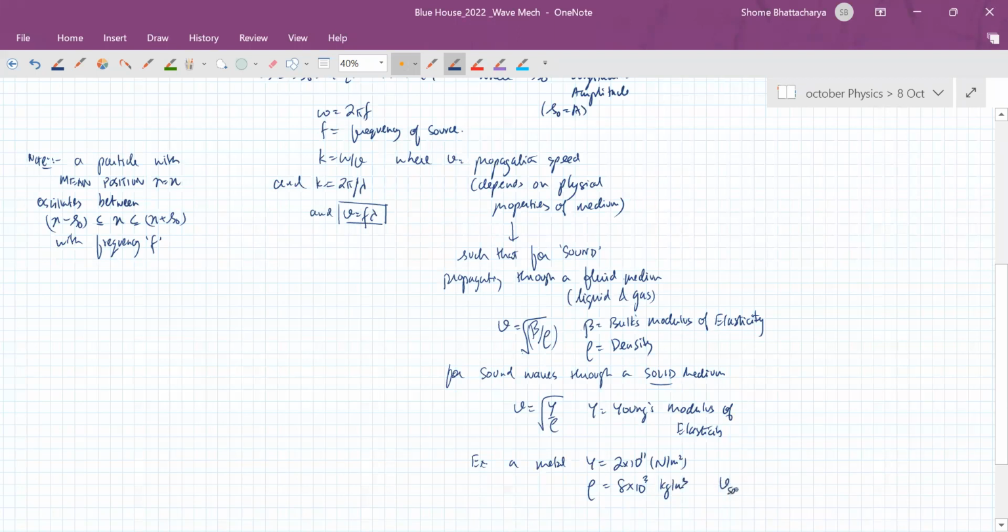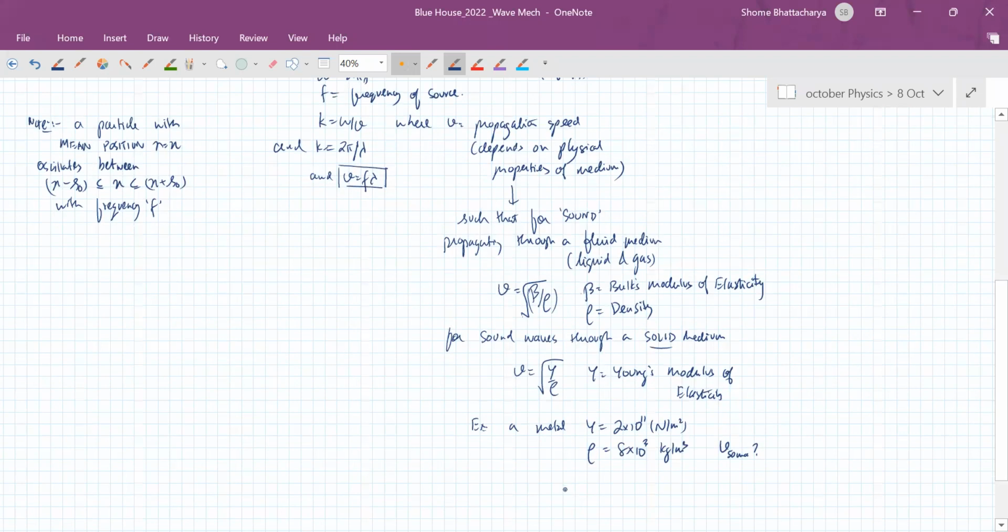So speed of sound, you can see. I'm just showing you what kind of order of magnitude the speed of sound has through a solid metal. Okay.